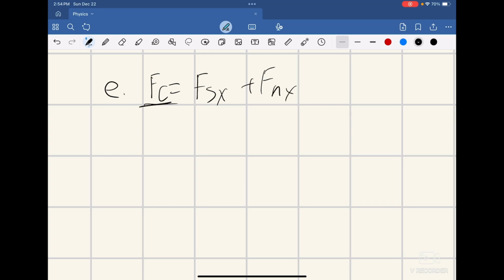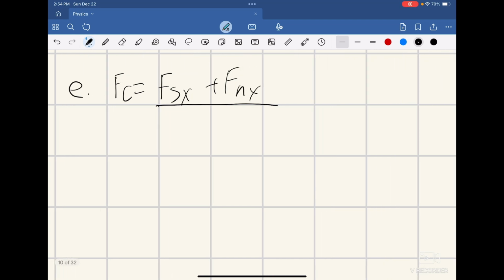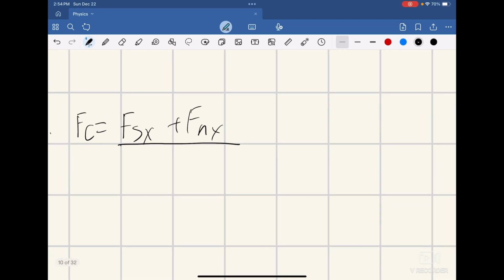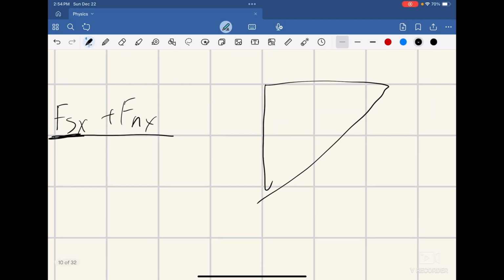And the reason why we want to find Fc is because Fc gives us mv squared over r, right? And that has v. And the reason why we're using Fsx plus Fnx and not minus is because the friction force is acting with this. When the car is trying to reach its maximum speed, the car is speeding up, right? And when the car is speeding up, it moves upwards, and therefore it moves up the slope.